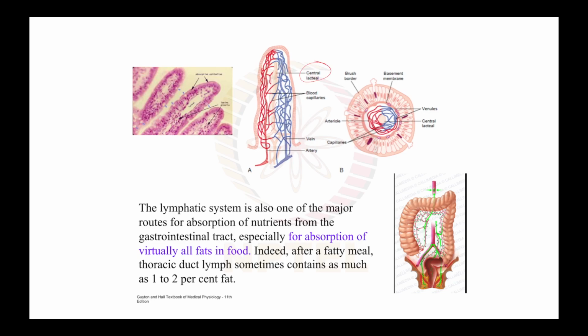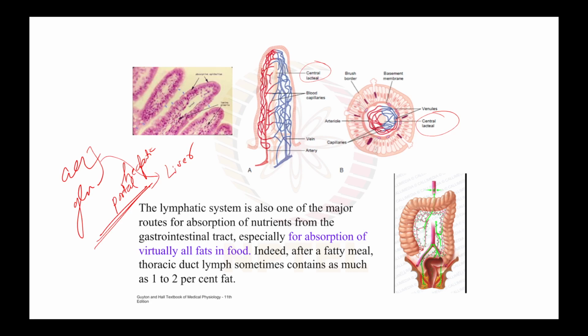Whatever food is absorbed by our GIT tract, the amino acids and glucose are taken by the blood to the liver via the hepatic portal system for storage and absorption. However, the fats are not taken by the hepatic portal system. The fats are taken by the central lacteal.